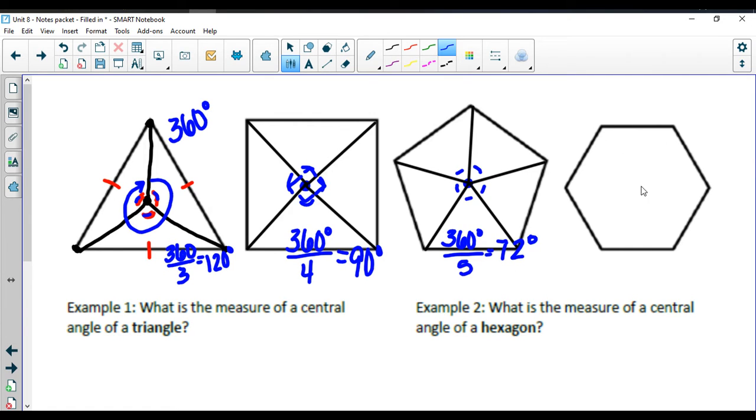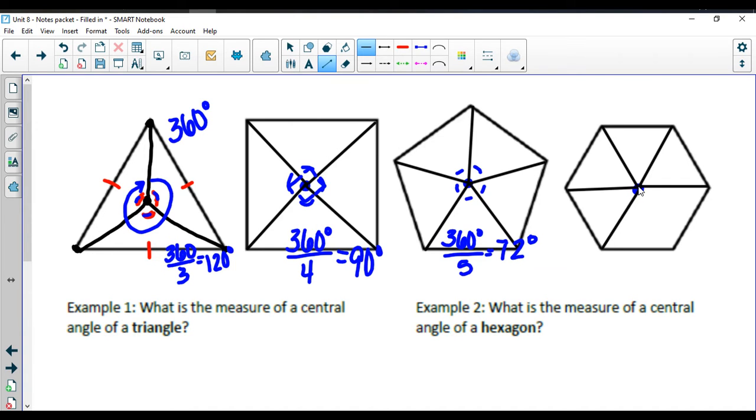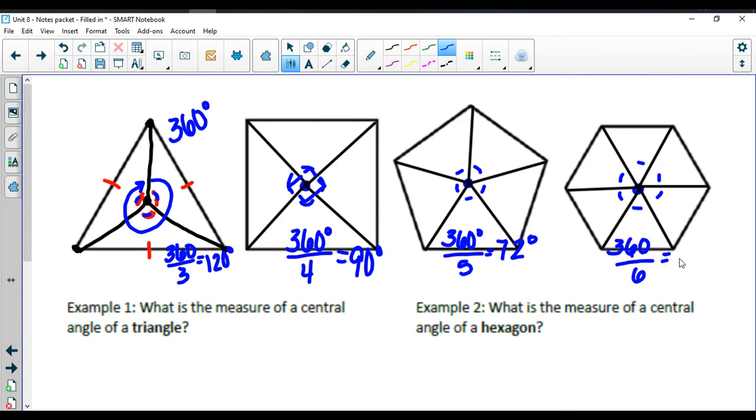For the last one, we have a hexagon, so we'll put the belly button in the center, and then we'll draw the lines out to all the vertices from here. And for the hexagon, which is a 6-sided shape, you'll notice we have 1, 2, 3, 4, 5, 6 of these central angles. So we'll do 360 degrees divided by 6, which would tell us that each one of those measures is going to equal 60 degrees.